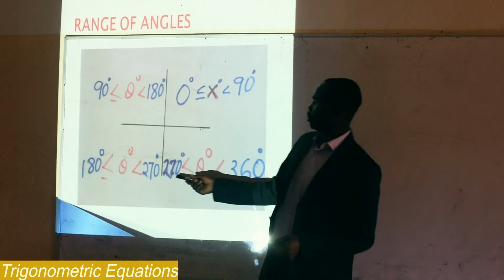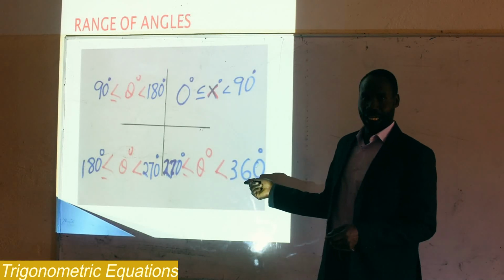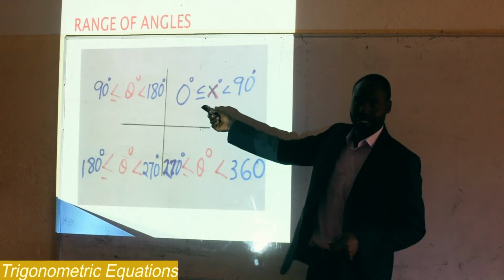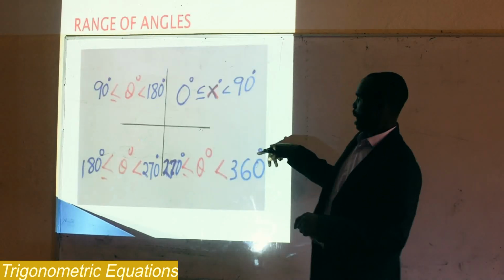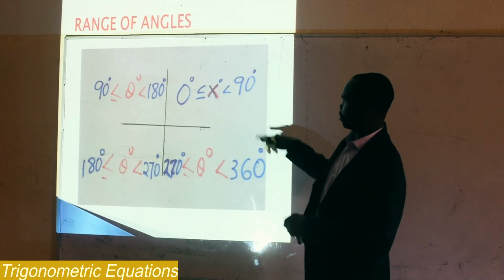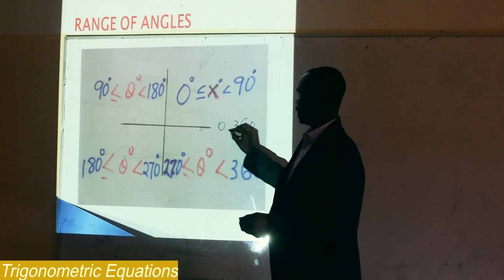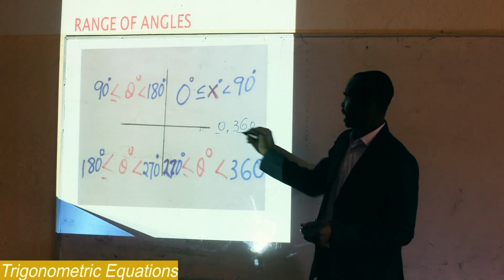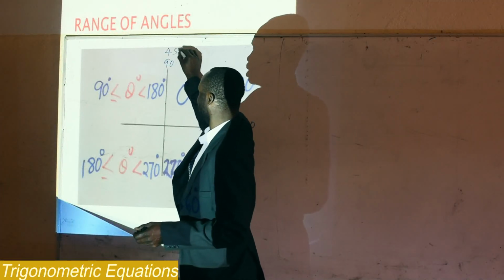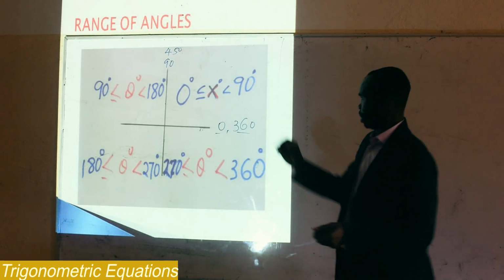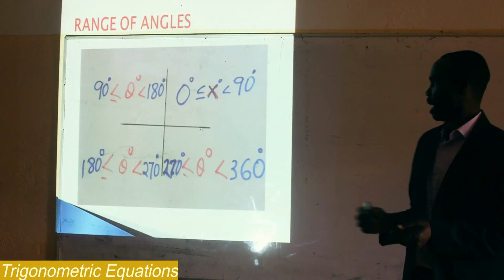So 270 is not in this quadrant, it is in the fourth quadrant. In the fourth quadrant, the angles are 270 up to 359.99. So 360 is the same as 0, just like 90 is the same as 450, and it goes like that. So you can be able to see how the questions are set.